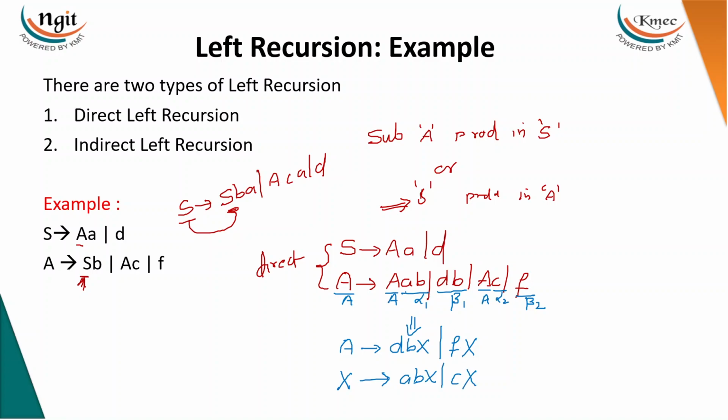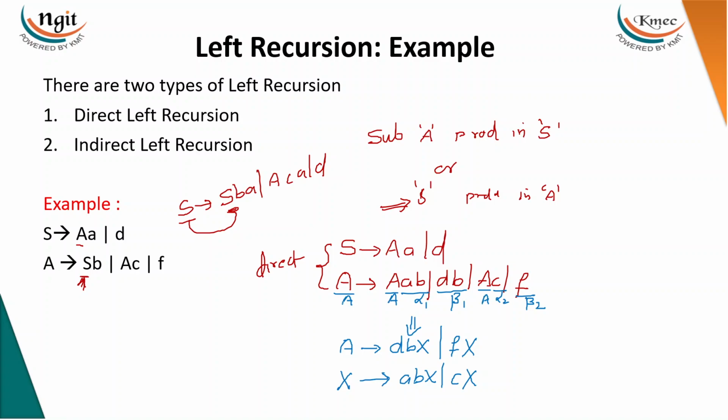So you can first convert the indirect left recursion to direct by substituting one non-terminal's productions in another non-terminal, then make it direct. Once you have the direct, you know how to eliminate direct left recursion, right? Sometimes you may have to substitute the first production in the second or the second in the first, but you have to do it manually. You have to substitute all and try to do it. Okay, so this is how we have to eliminate the left recursion.